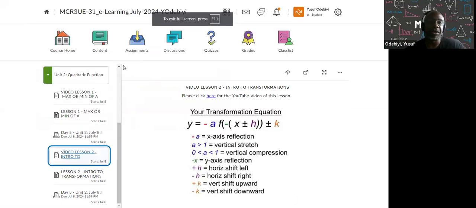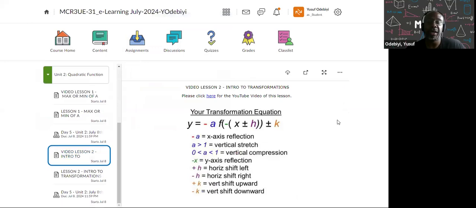Anyone remember transformations from last year? Yes, no, nobody? You guys are still there? Okay. Well, it was in grade 10. So here is kind of what we're showing you here. You can see vertex, vertical stretch, compression, so this is what you're going to be doing.